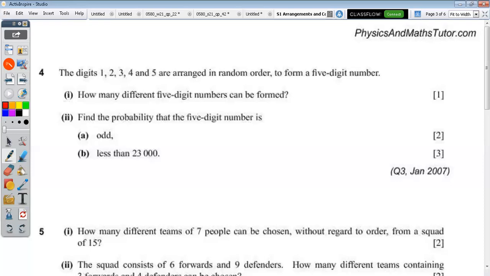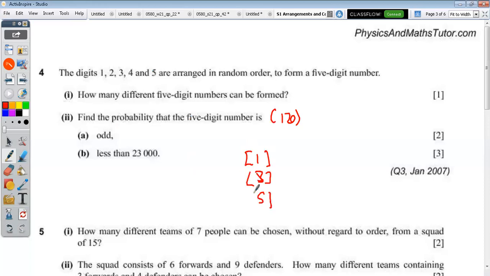Find the probability now that the 5-digit number is an odd number. So it means we are going to divide by 120. Is that making sense? It's a 5-digit number, so odd number, what does that mean? If it's an odd number, it means the number ends with 1, or it ends with 3, or it ends with 5.